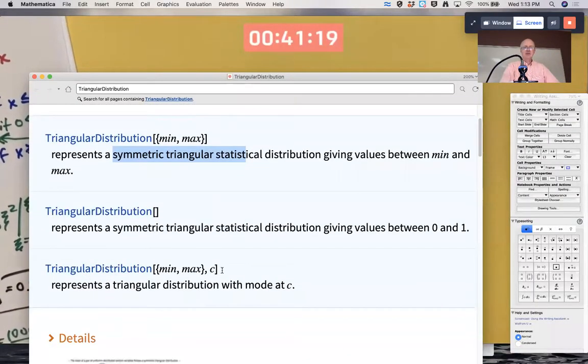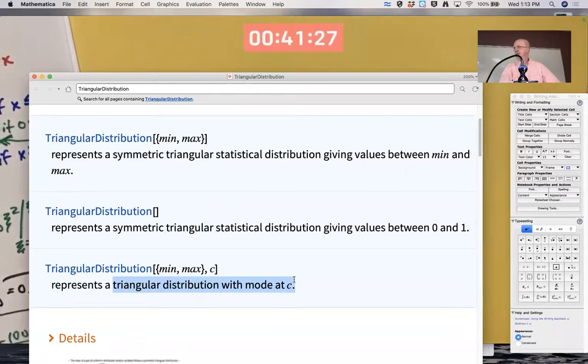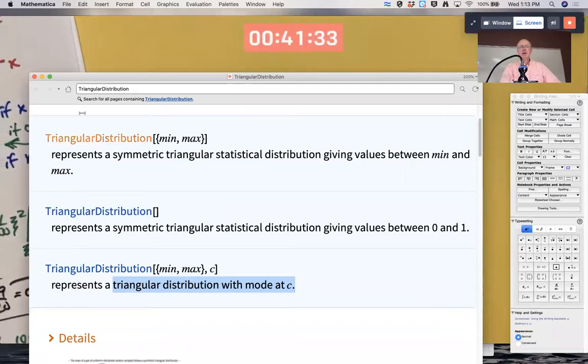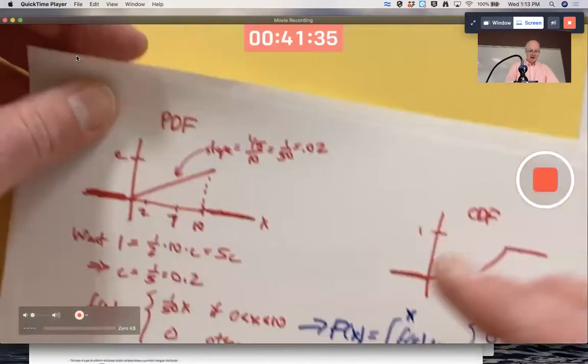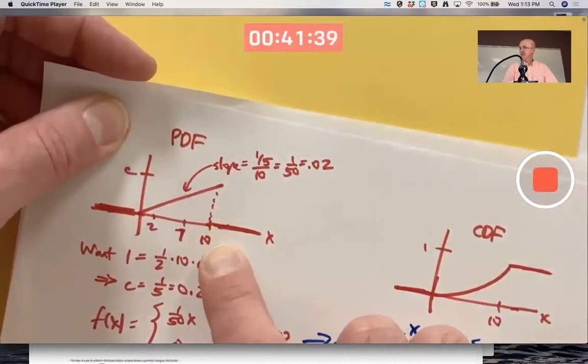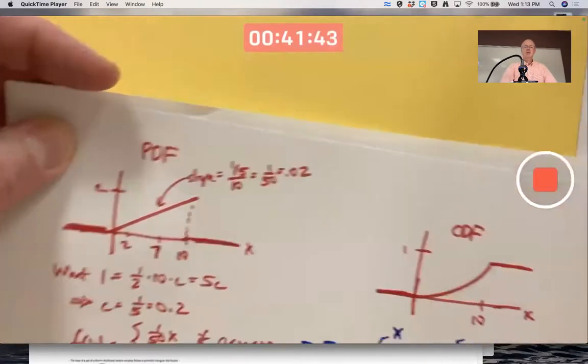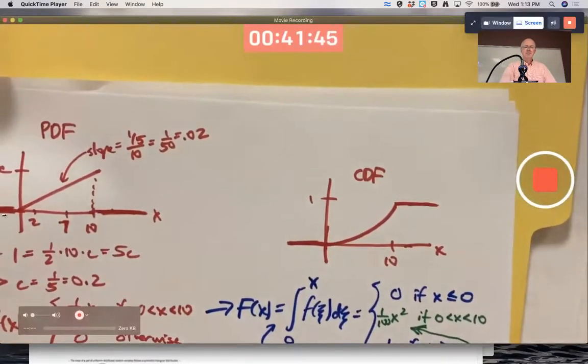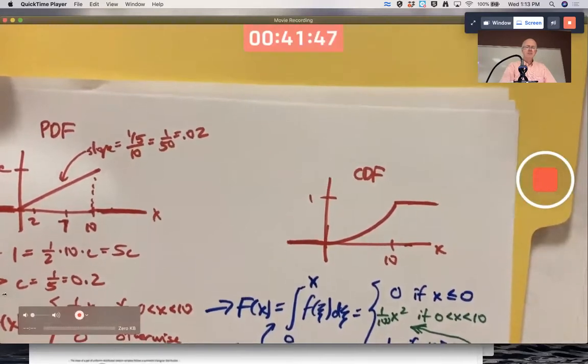Yes, this one does. Triangular distribution with mode at C. What does mode represent? For statistics, it represents the most frequent value. In modeling with probability, it represents the highest point of the PDF. It occurs at x equals 10. The mode is 10. So that's what I want to use.